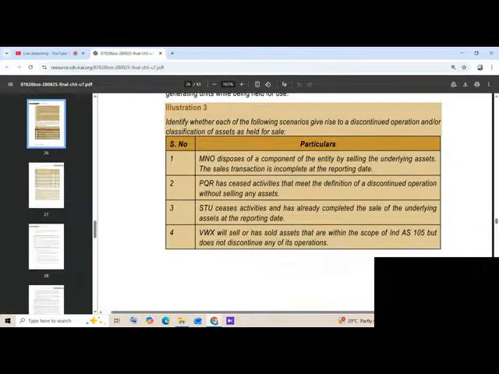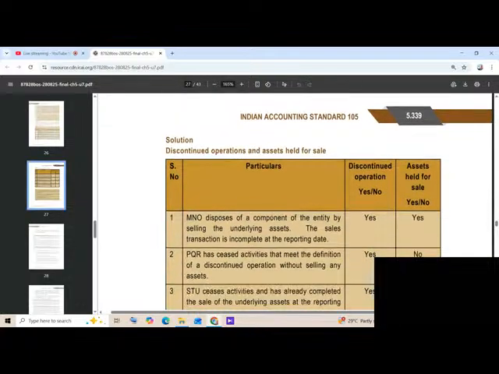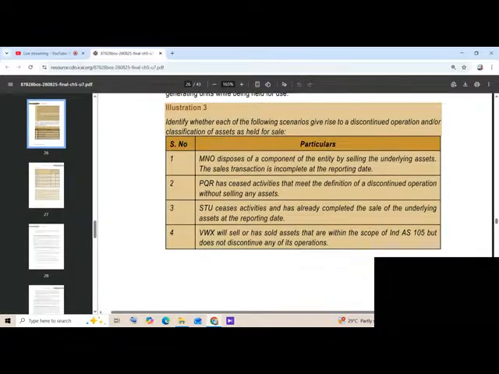Okay, correct. STU ceases activities and has already completed the sale of the underlying assets at the reporting date. In this case, there is no information that this is a separate component of the business, so it will be just held for sale. Incorrect. STU ceases activities and has completed the sale of the underlying assets, so it will be a discontinued operation, but assets held for sale will be no. Okay, so we are wrong in this. I have doubts with this.